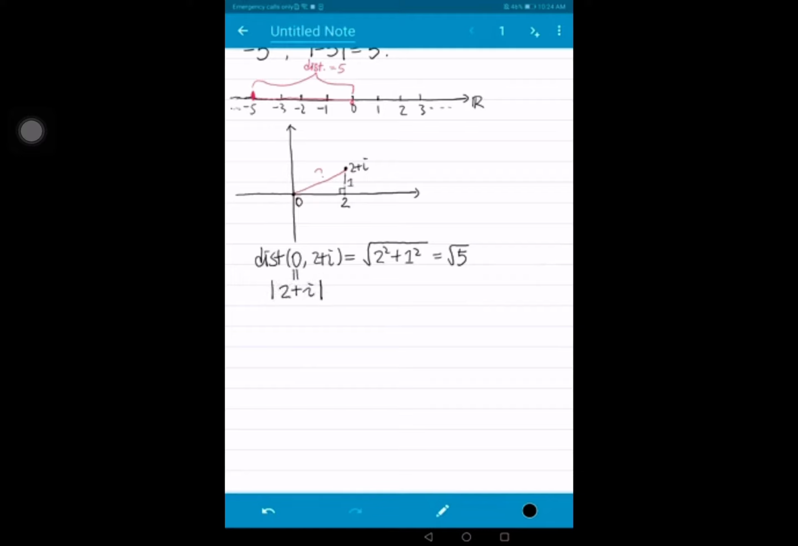So that is to say, more generally, if you want to find the absolute value of the complex number x plus iy, then this basically equals the square root of the real part squared plus the imaginary part squared. And this is the square root of x squared plus y squared, right? And this is the formula. So the absolute value of a complex number is the square root of x squared plus y squared.